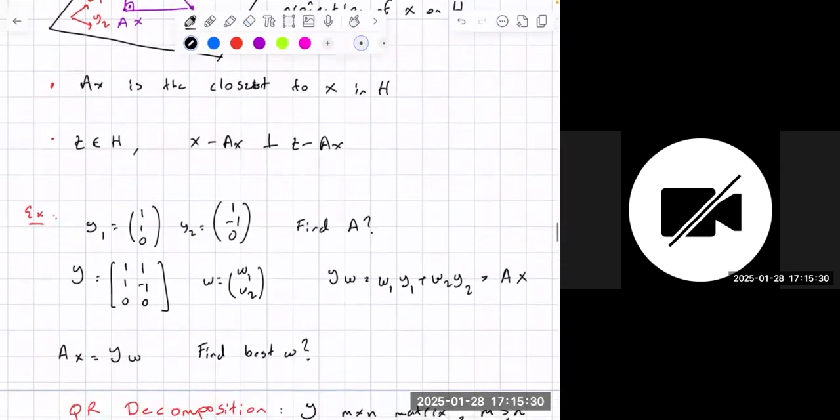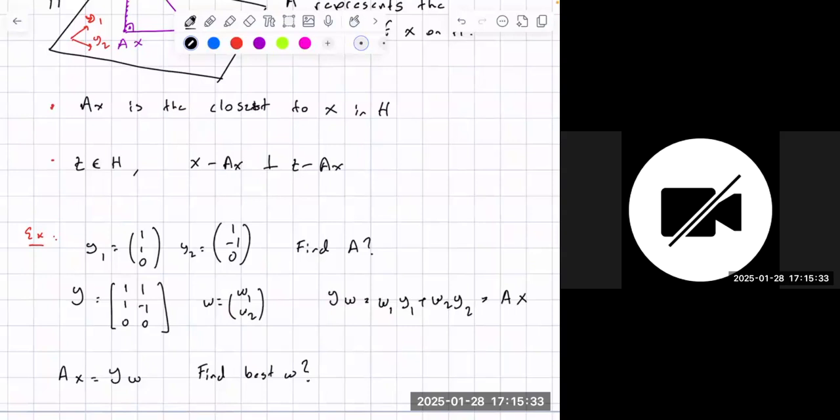So let's say I have these two vectors, suppose (1, 1, 0) and (1, -1, 0). I want to project some x on their span and find the projection AX. Go find that A. Well, AX is going to make X written in terms of this Y1 and Y2. So it's going to be something like this.